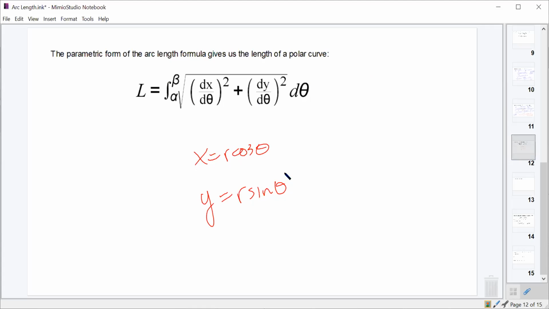And so you just take your function, multiply by cosine theta, get your x, and then find dx d theta. Same with your y, multiply your r by sine theta, and take your derivative to get your dy d theta. Other than that, it's the exact same formula, similarly to how we treated our derivatives in polar as parametrics, and we do the same thing with these integrals for arc length. That sound good to everybody?